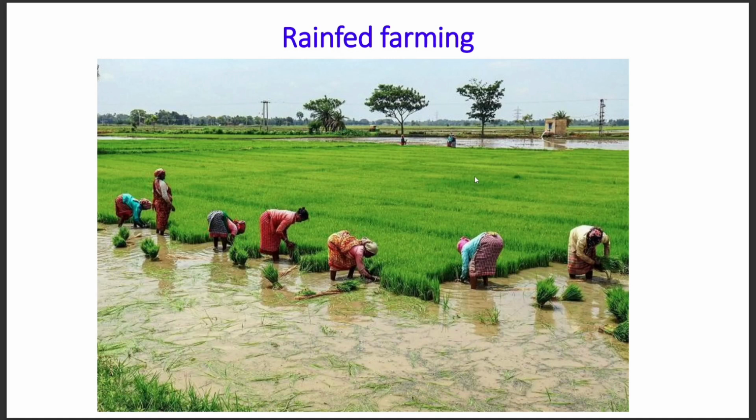But in rain-fed areas, we don't need irrigation mainly. Here the rainfall can provide a good amount of water that is needed for the crops. So in that area the water supply is sufficient, so we can cultivate rice there.